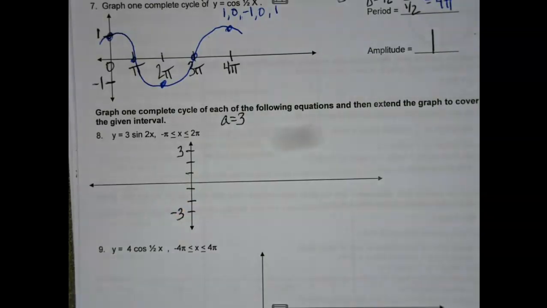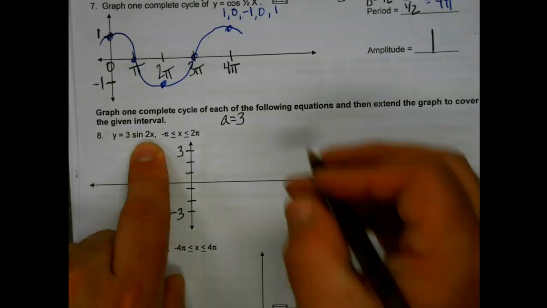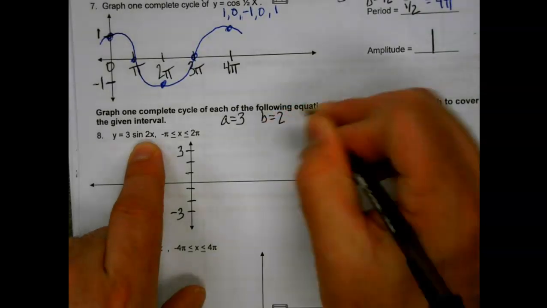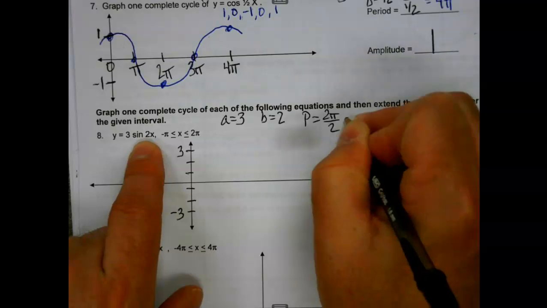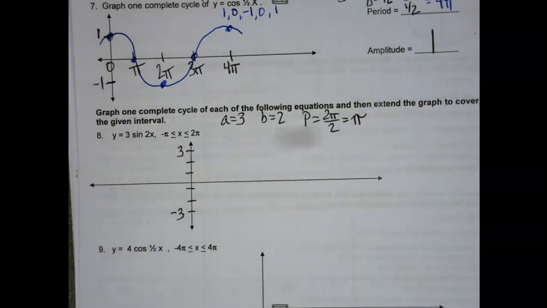We're going as low as -3. So this one's going to go a little higher and a little lower than the last one. My B value is 2, so my period is 2 pi over B, or pi. In other words, we're going to get a whole cycle done in pi. But this time, here comes the new piece.